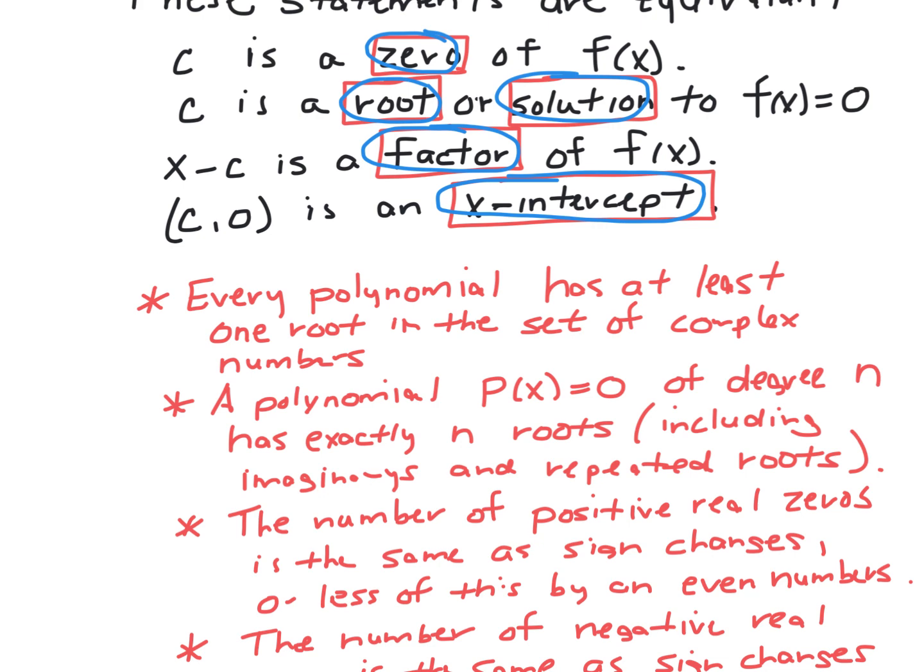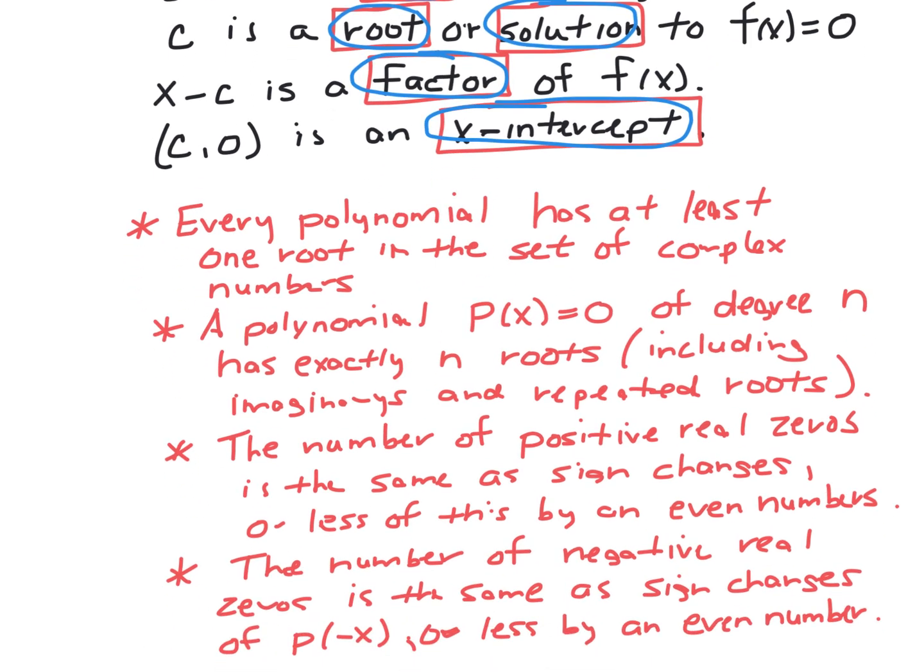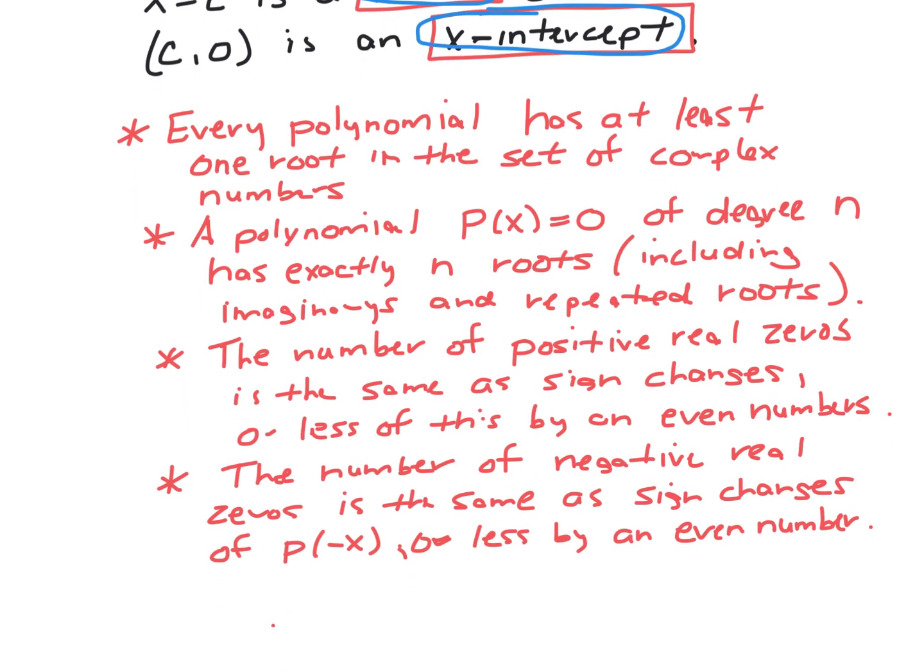Also, for a polynomial p of x equals 0 of degree n, it will have exactly n roots, or n zeros. That would include any imaginaries, and it would include any repeated roots or zeros. And we'll talk more about what that means later on here.